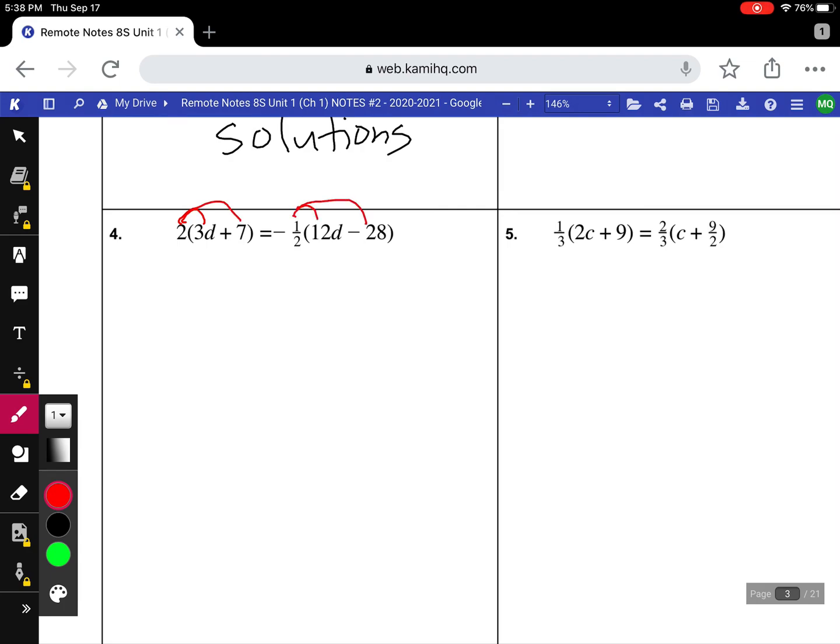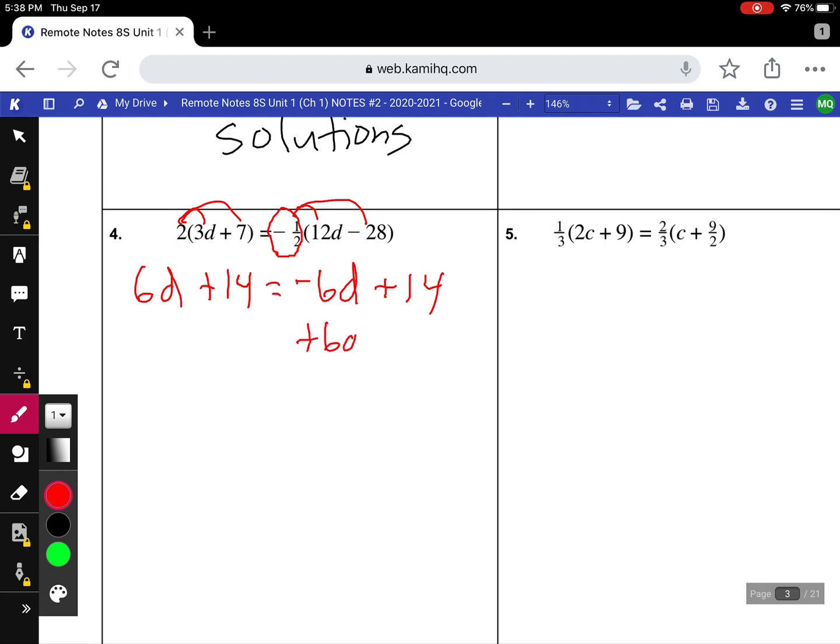Okay, we're going to use the distributive property and the distributive property. On the left-hand side, we have 6d plus 14. On the right side, now be careful here because we are not distributing 1/2. We are distributing negative 1/2. So negative 1/2 times 12d is negative 6d. And then negative 1/2 times negative 28, a negative times a negative is a positive. We're going to get plus 14, okay?